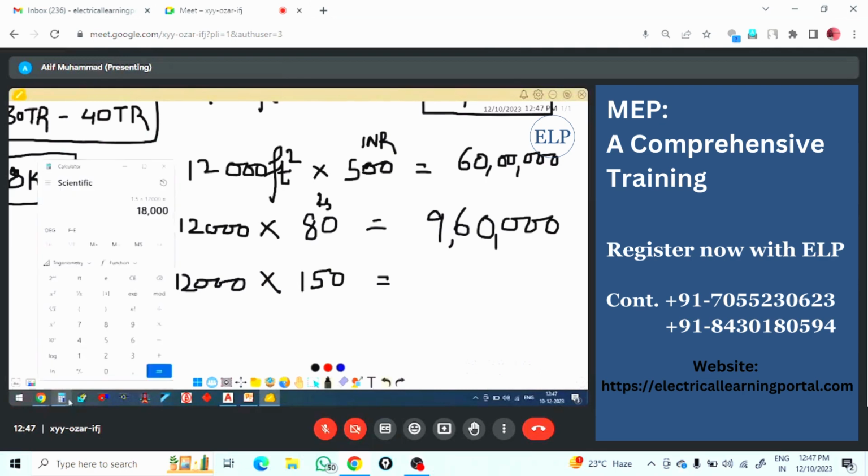So if I check how much it will be, it is something around 18 lakh rupees is the costing.